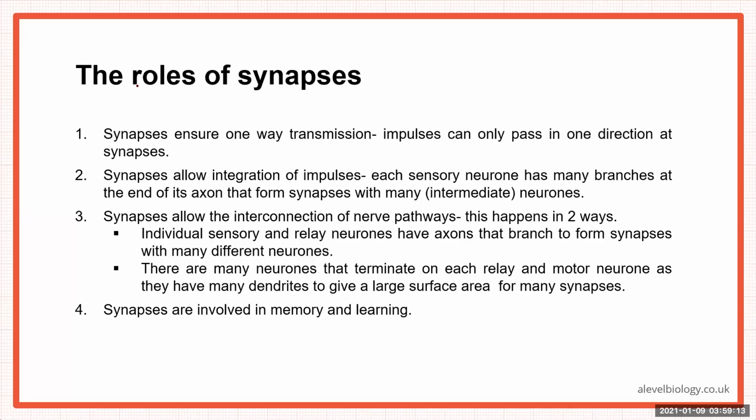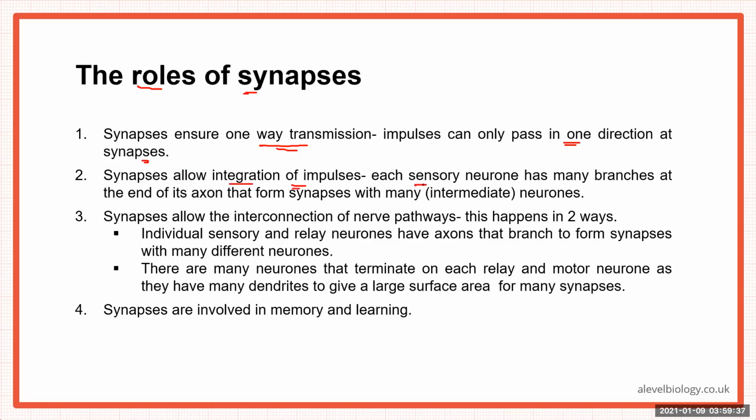Okay, so let's talk about the role of synapses. So what's the purpose? Synapses ensure one-way transmission. Impulses can only pass in one direction at the synapse. Remember the part, since the vesicles are only present in the presynaptic membrane, right? It's only present there. So synapses allow integration of impulses.